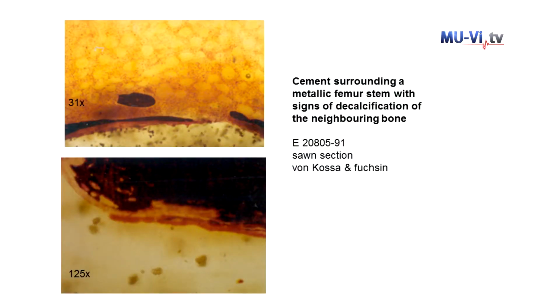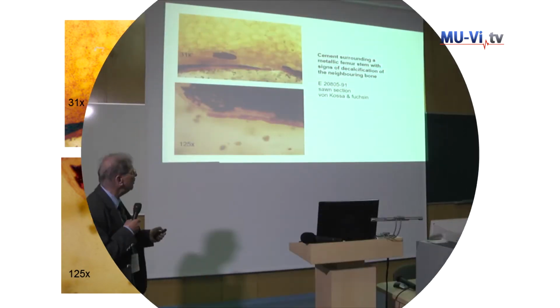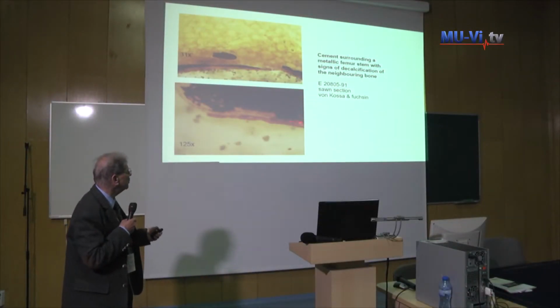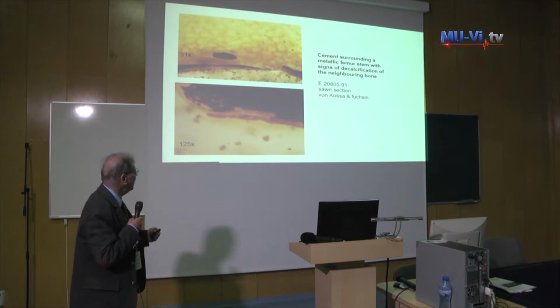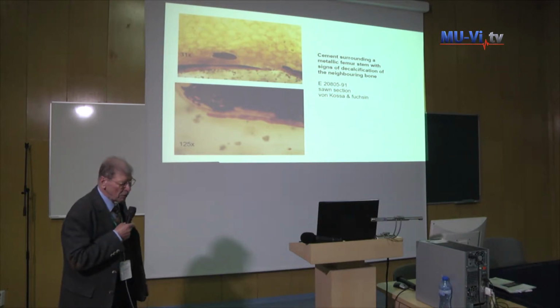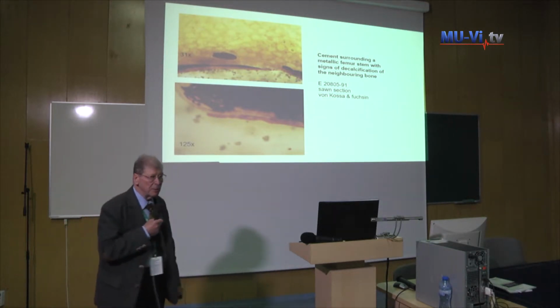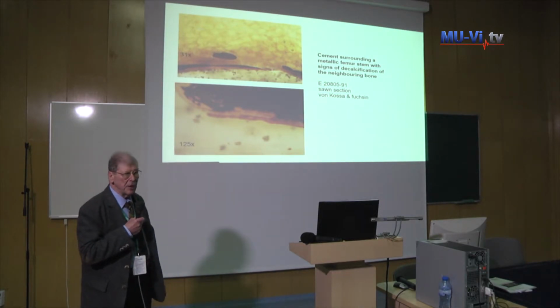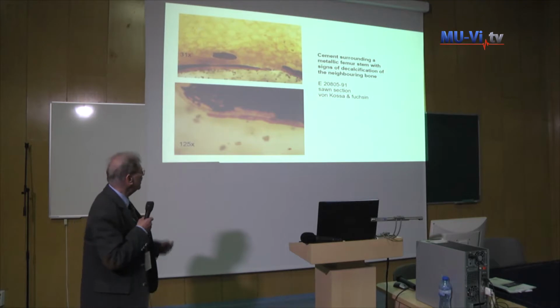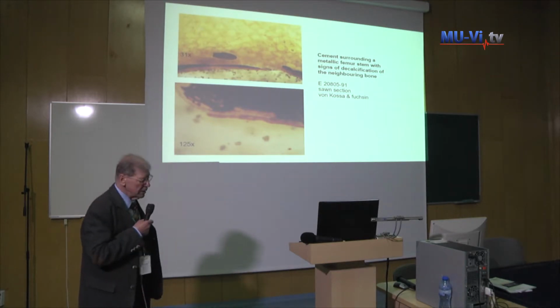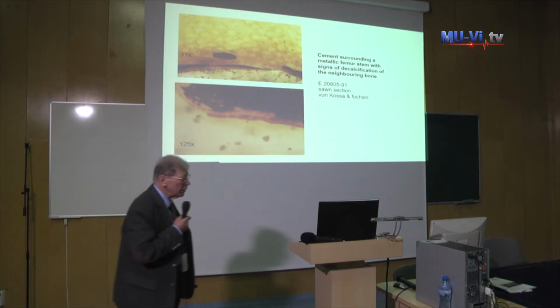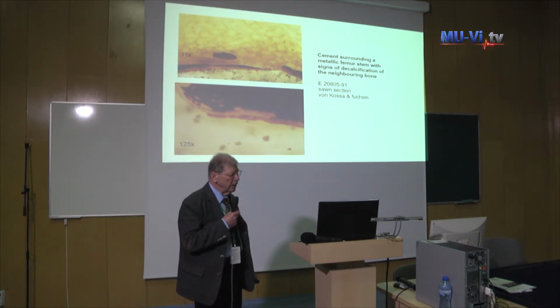This is a technique where we make sawn sections, and the stain is von Kossa, which stains the mineralized area of the bone, and fuchsin, this is soft tissue in the neighborhood. And here you see the effect of this cement. The cement, this methyl methacrylate, is an acid substance, and this gives you the explanation for this change in color and in mineral.